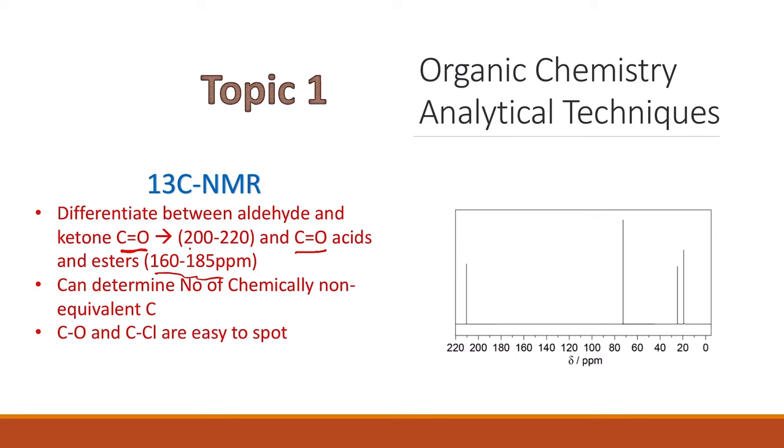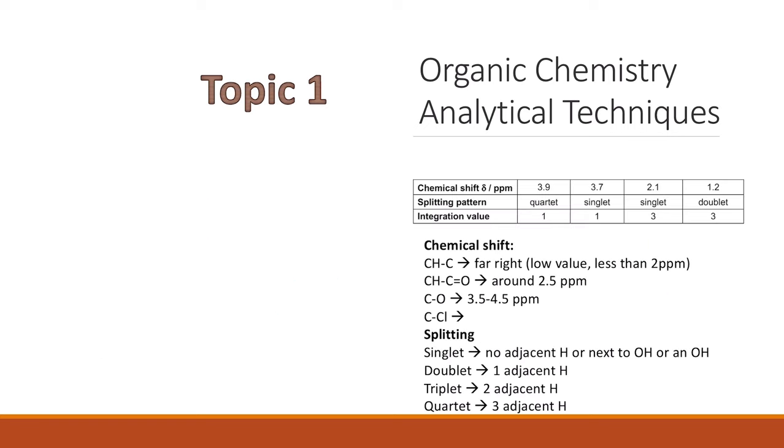Also, the carbon which is next to an oxygen or next to a chlorine can easily be spotted because it's a bit higher, around 70 or 75. So you can easily spot these types of carbons. And then the carbon next to a carbon atom is usually at the far right. Most of the time, it's going to be somewhere less than 20.